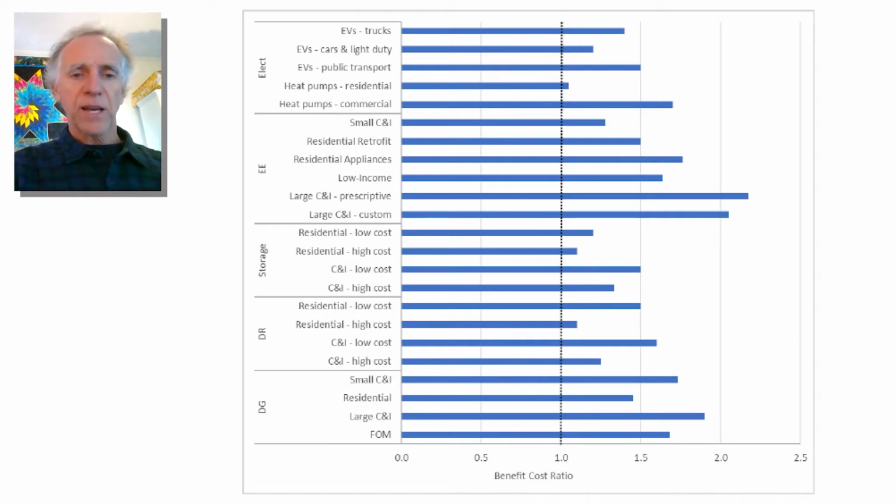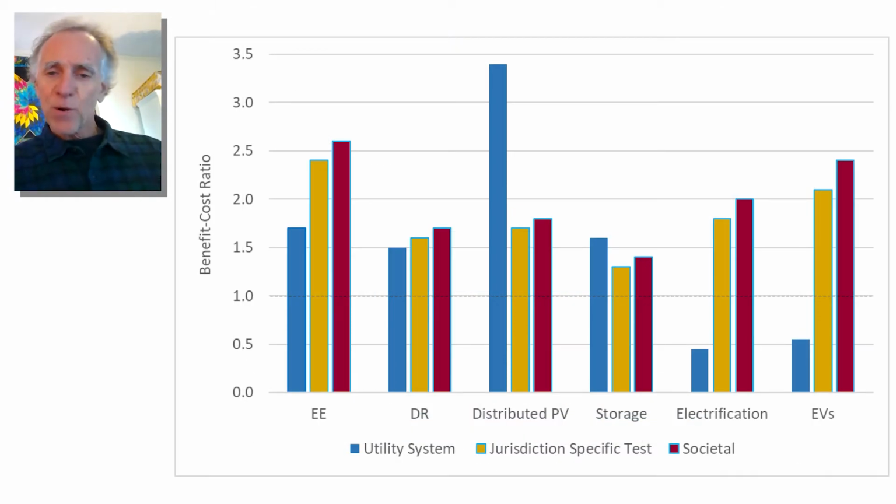So I'm going to go to my next slide for that, which is the same idea. It's been rotated 90 degrees, but you see the benefit cost ratios on the y-axis. Here we've very simply combined the different types of DERs into just categories of efficiency, demand response, distributed PV, and so forth. And here we have three tests for each type of resource. The utility system test, which just has the basic utility system impacts. The societal test, which includes greenhouse gases, jobs, and a variety of other things that might affect society. And a jurisdiction-specific test that includes the utility system impacts, but also includes greenhouse gas emission reductions and other fuel impacts.